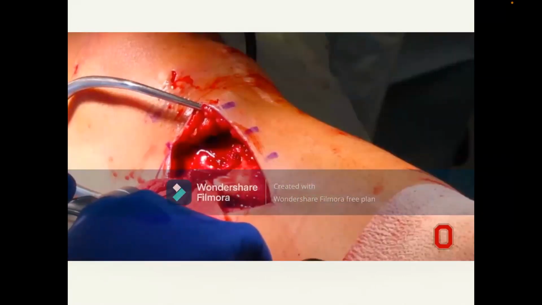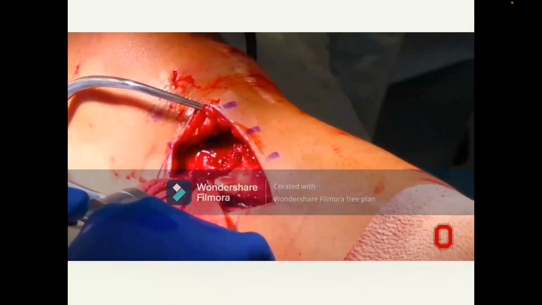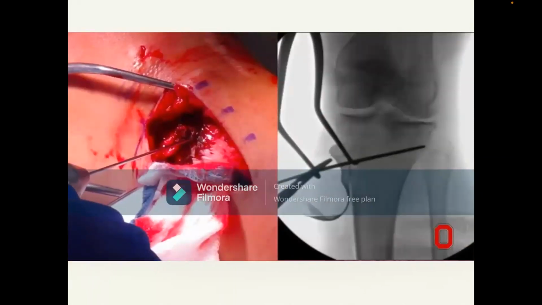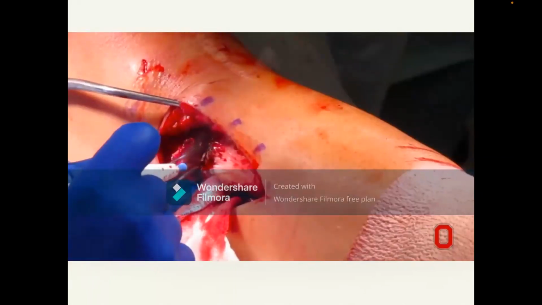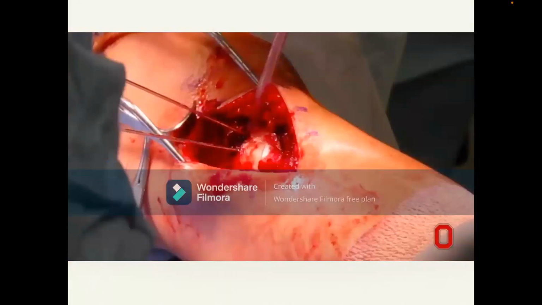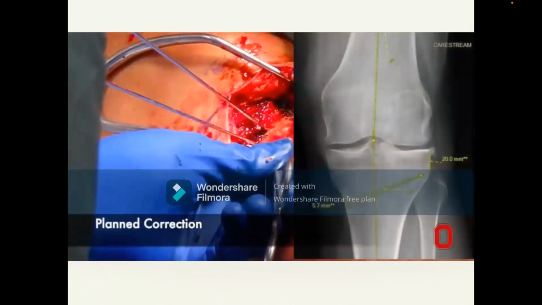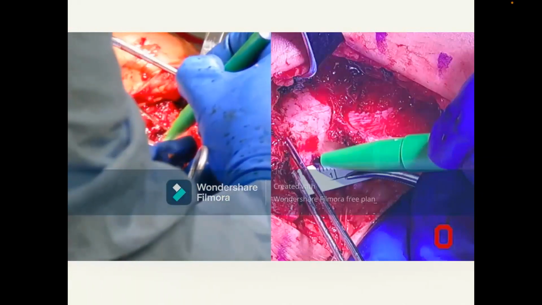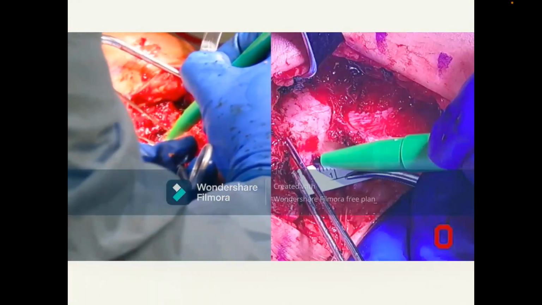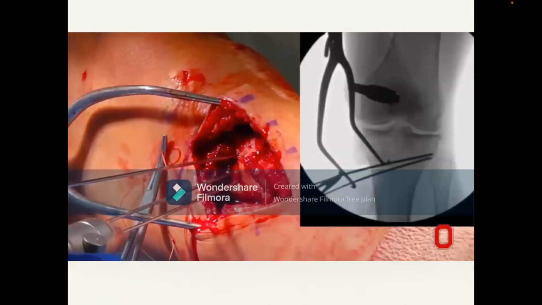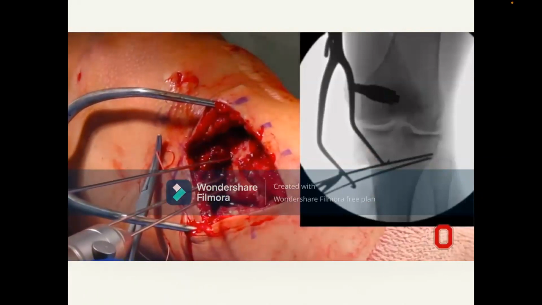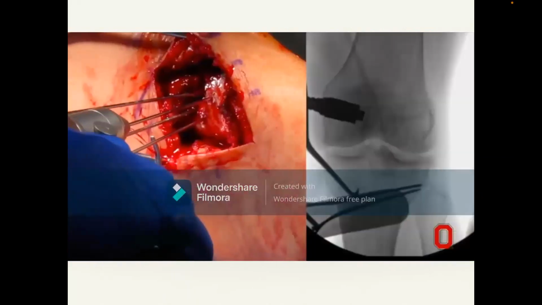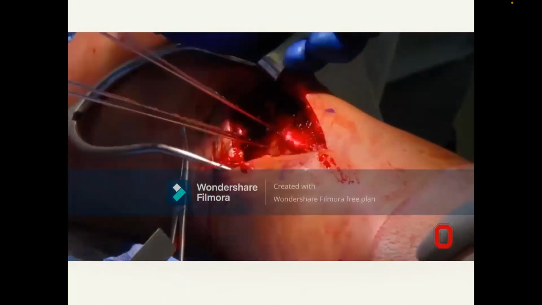The marking is for the biplanar. Intraoperatively, the guide wire is passed from the medial to the lateral cortex for the hinge. The osteotomy site is marked. Now we measure how many mm are to be corrected intraoperatively for the closing. The wedge is now taken from the proximal tibia.